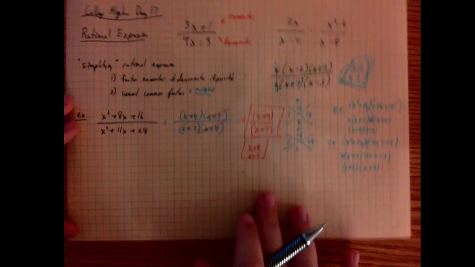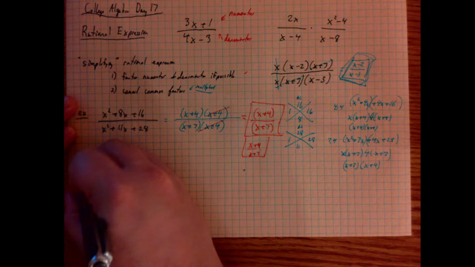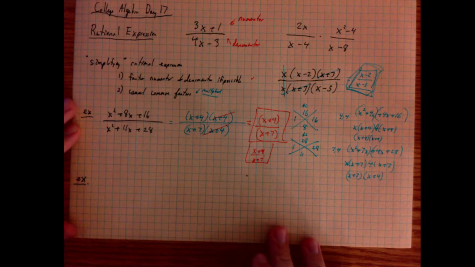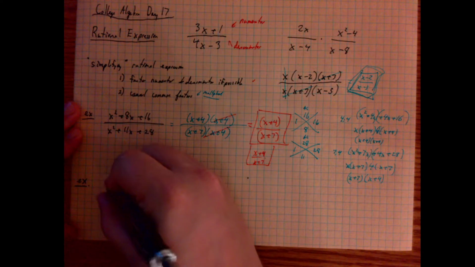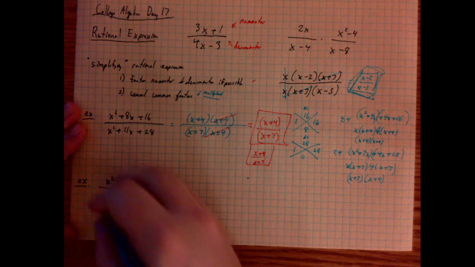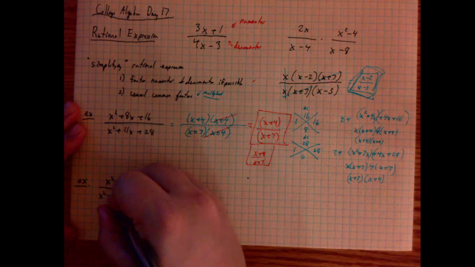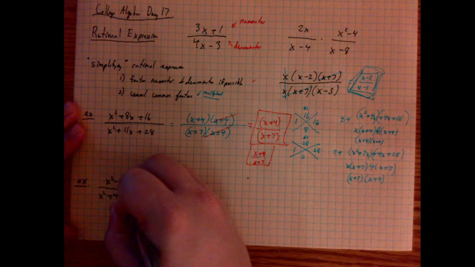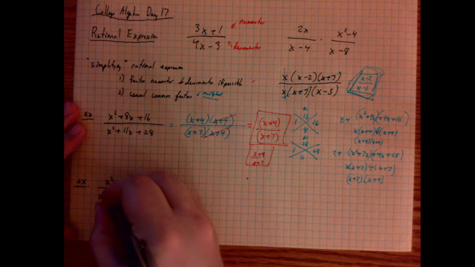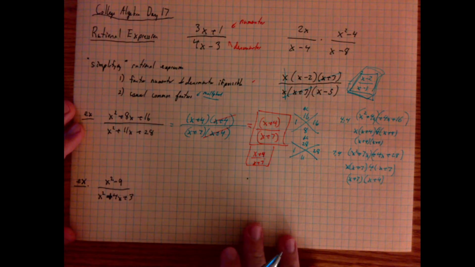Example number 2. Okay, my next example is x squared minus 9 over x squared plus 4x plus 3. Let's say plus 4x. Handwriting's atrocious today, as always.